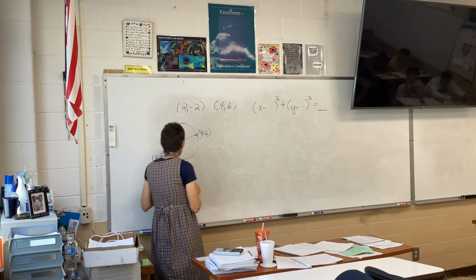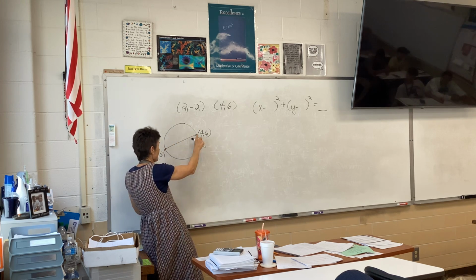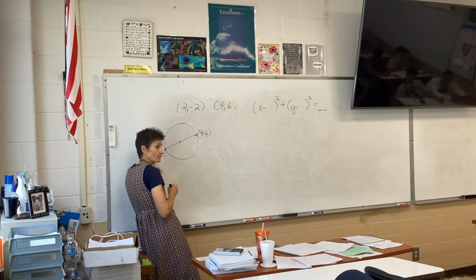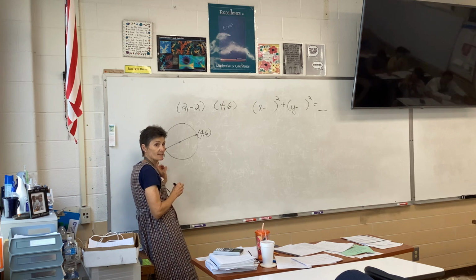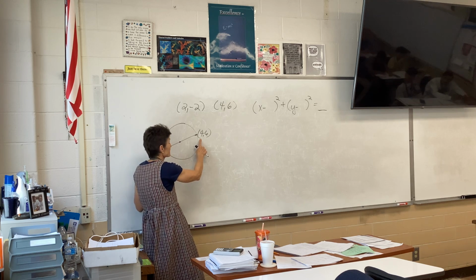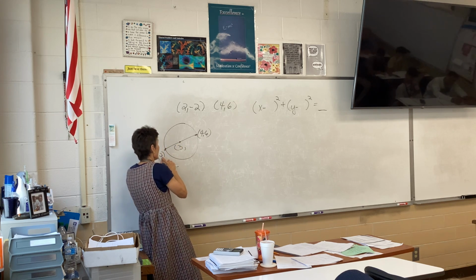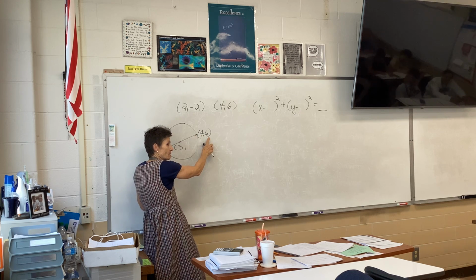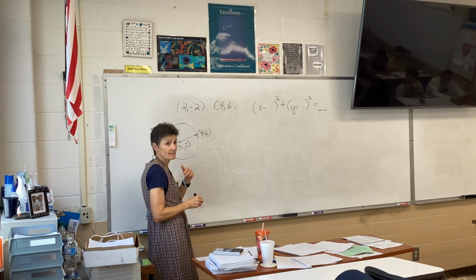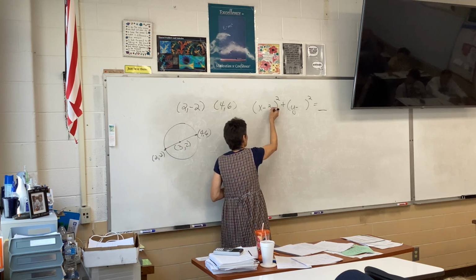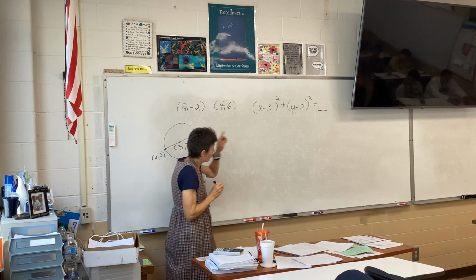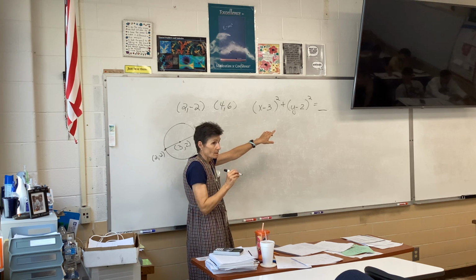So now we have to come back over here to our situation. This is a diameter, so the center would be right here. How are we going to find it? We're going to average the x's and average the y's, right? So 2 plus 4 is 6, divided by 2 is 3. And negative 2 plus 6 is 4, divided by 2 is 2. So our center of our circle is at (3, 2). So x minus 3, y minus 2. Now, what goes there?